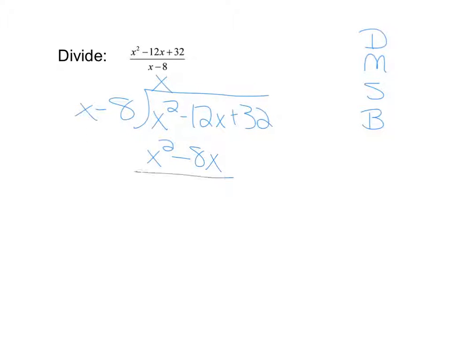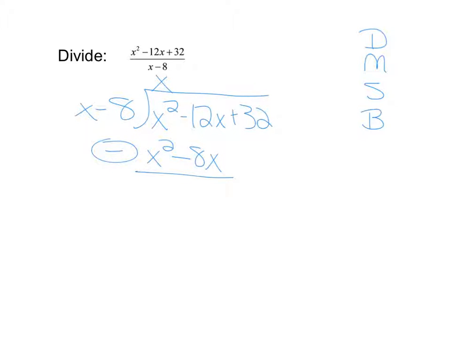That was multiply. What's next? Subtract. Remember, you're subtracting everything. If you miss a sign in polynomial long division, your life's going to be miserable. So make sure you subtract everything. X squared minus x squared goes away. That first term should always disappear.